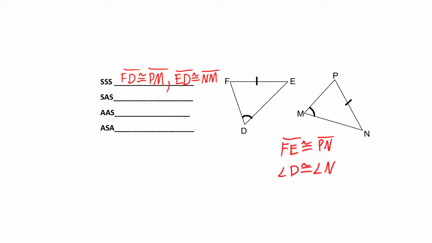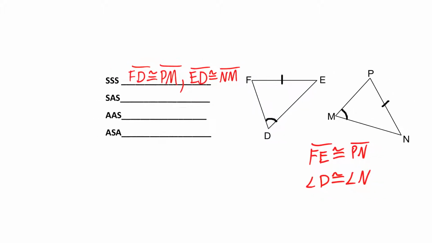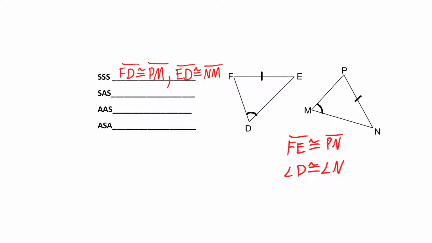All right. Now going back to a clean slate for SAS. On these, there are several different ways that we could do this, because right now, what's marked up there is that side FE is not right next to angle D. So like I said, we could go several different ways here. Let's do it like this.